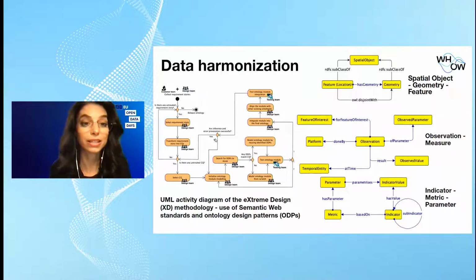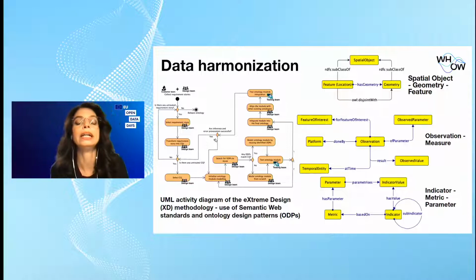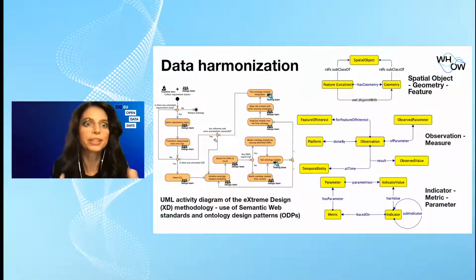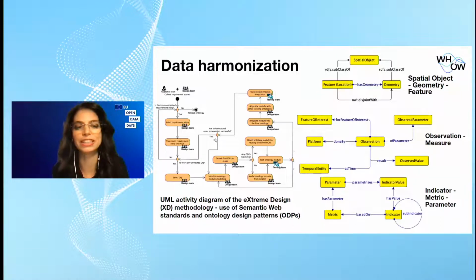We already started with some of the data sets that I mentioned before. In this slide, there is a UML activity diagram of a methodology that we are going to apply, which is named Extreme Design. It's an agile methodology based on the use of so-called ontology design patterns, the common patterns that you can use to model recurrent modeling problems that you see when you manage different data.